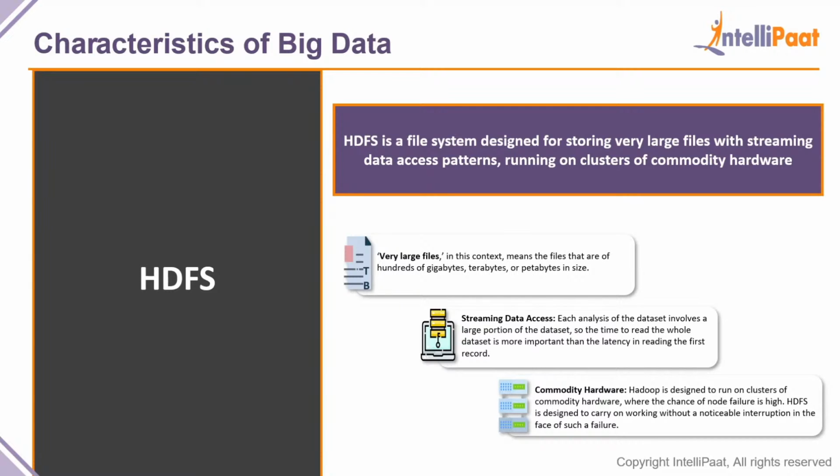The Hadoop Distributed File System is designed for storing very large files with streaming data access patterns, running on clusters of commodity hardware. Very large files means that the data can be gigabytes to terabytes and petabytes in size. HDFS manages that storage flawlessly. Streaming data access: each analysis of the dataset involves a large portion of the dataset, so the time to read the whole dataset is more important than the latency in reading the first record.